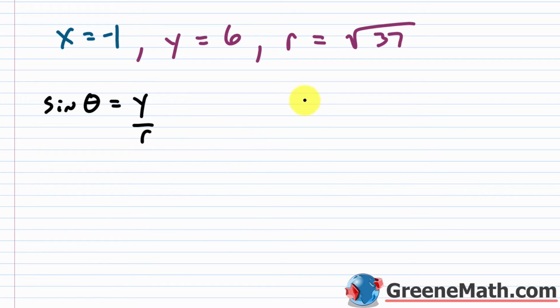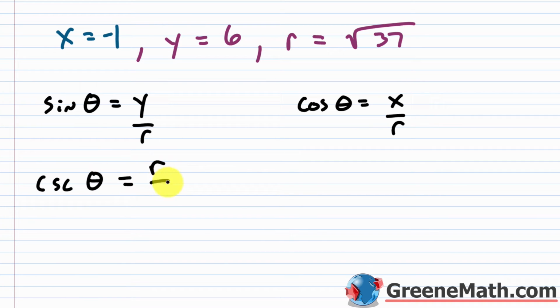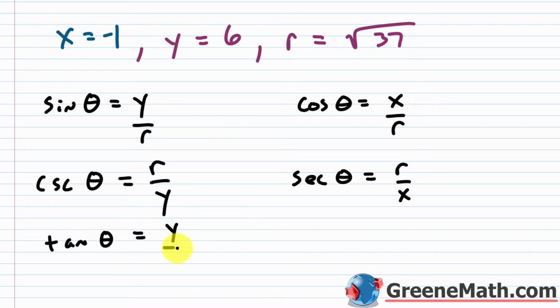And then we have that the cosine of theta is going to be x over r. And then we have the cosecant of theta is going to be r over y. It's the reciprocal of the sine of theta. And then we have the secant of theta, which is going to be r over x. It's the reciprocal of the cosine of theta. And then you have your tangent of theta, which is going to be y over x.